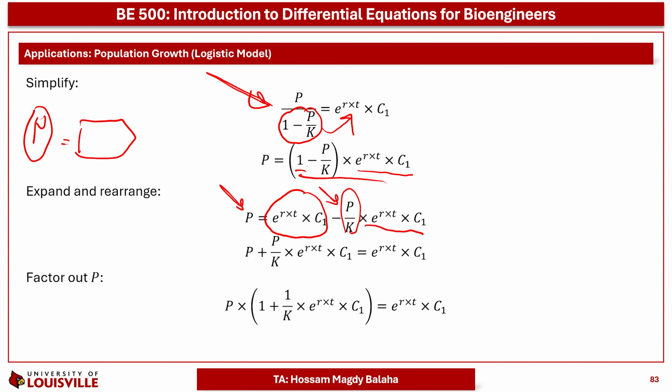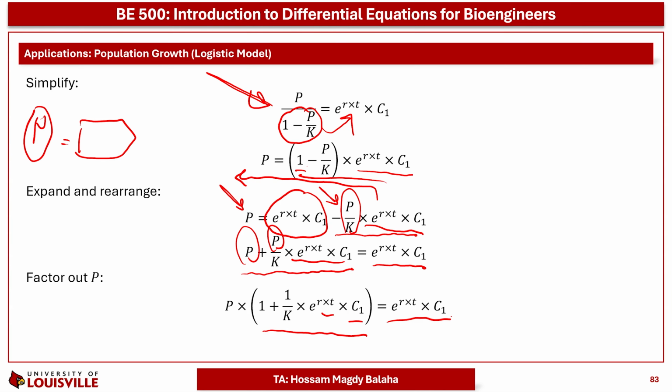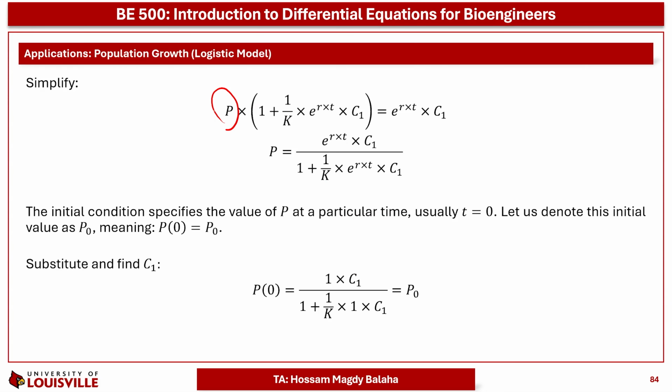Collect them together by moving this part to the left hand side. It will be p plus p over k multiplied by this factor equals this factor. Factor out p. It will be 1 plus 1 over k multiplied by the exponential of rt multiplied by c1, and the right hand side. Now we can get p simply by moving this from multiplication into division here to be like that.